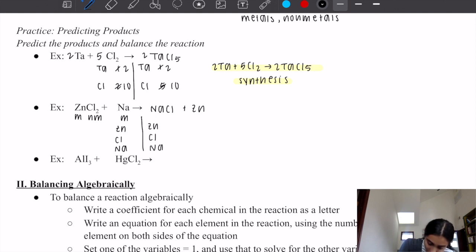So I'm going to write out my chart. On the reactant side, I have 1 zinc, 2 chlorines, and 1 sodium. On the product side, I have 1 zinc, 1 chlorine, and 1 sodium. So all I need to do is get the chlorines to 2. So I'm going to put a 2 in front of the NaCl on the products, which will give me 2 chlorines, but which will also give me 2 sodiums. And now I have to fix that on the reactant side. So I'm going to put a 2 in front of the Na. And now we have our reaction.